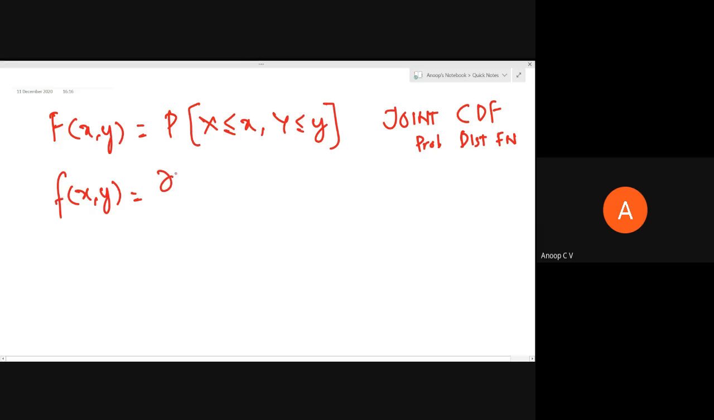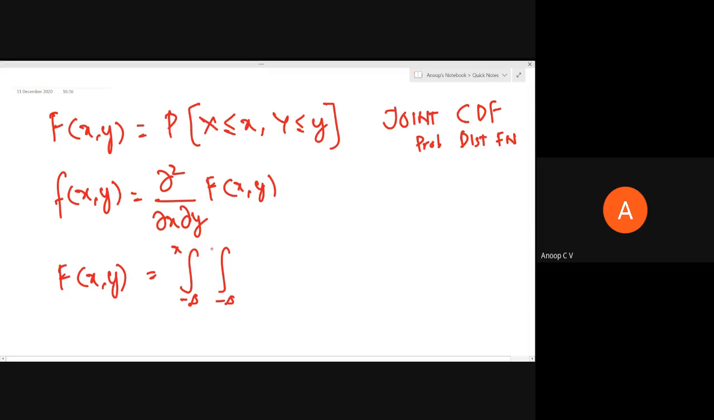So in this case, it will be ∂²/∂x∂y of f(x, y). And similarly, F(x, y) will be the integral from minus infinity to x, and again the integral from minus infinity to y, of f(x, y) dx dy.